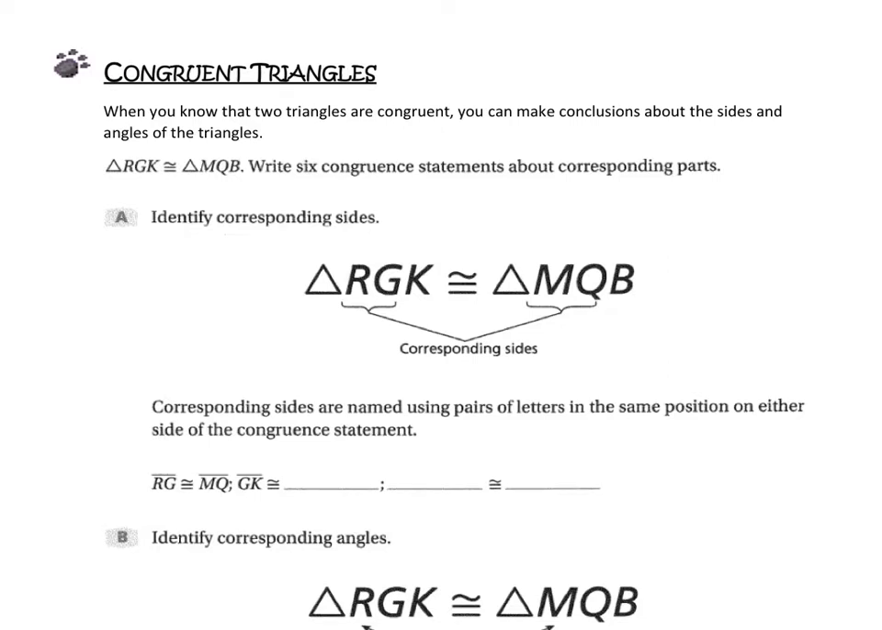Today we're looking at congruent triangles and specifically corresponding parts of congruent triangles. When you know, looking at the term right here, when you know two triangles are congruent, you can make a conclusion about the sides and the angles of the triangles. For example, we have two triangles that are given to us saying that they are congruent. We're going to write 6 congruent statements about corresponding parts.